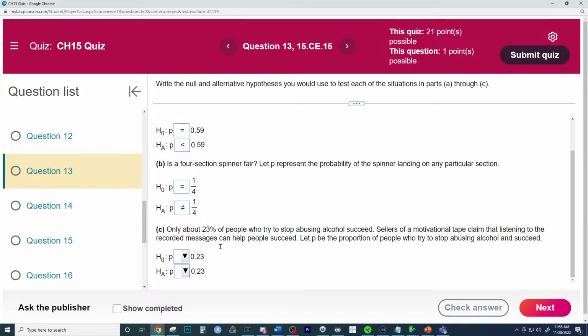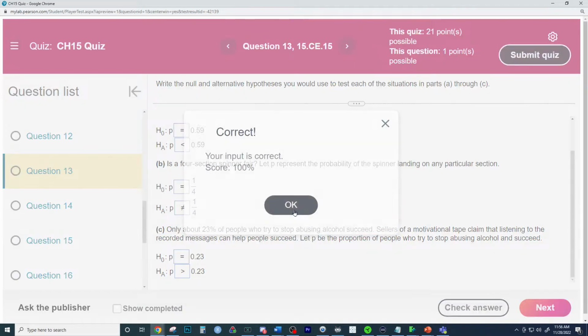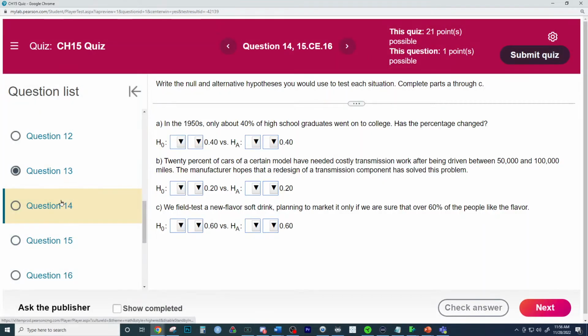Great job. Only about 23% of people who stop abusing alcohol succeed. So we would expect that to stay the same. Sellers of a motivational tape claim that listening to the recorded messages will help people succeed. So they want to claim that the true proportion will be what? They want to help people succeed at stopping. So they would say that the true proportion of people who stop is greater than. Great job. That's just learning how to do one-sided versus two-sided.